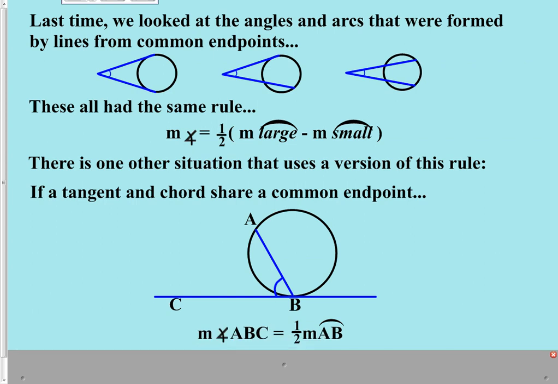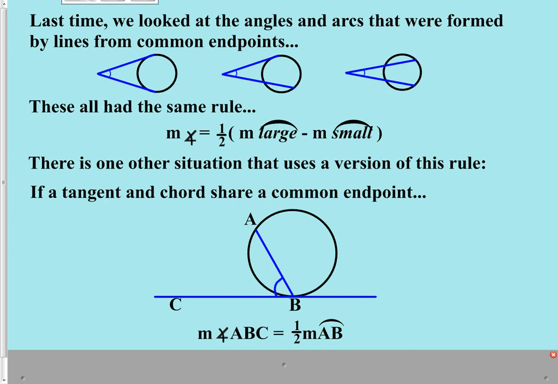Now, the rule looks condensed here, but let me explain what you're actually looking at. The rule says, in this case, the measure of angle ABC, which is at the point of tangency, is going to equal 1/2 of the measure of arc AB. Now, I said that this was the same rule, but as you can clearly see, there is no subtraction between any two arcs on this one.